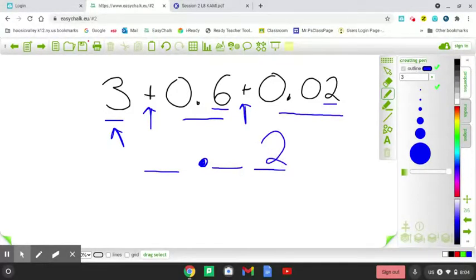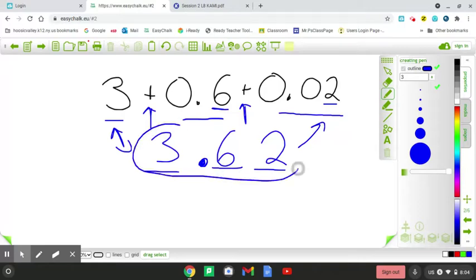The 2 is in the hundredths because this is 2 hundredths. Let's see, the 6 is in the tenths, so I'm going to put it in my number there. And my 3 is in 3 ones. So this is the standard form of the number. This is the number that we can read a little bit easier.